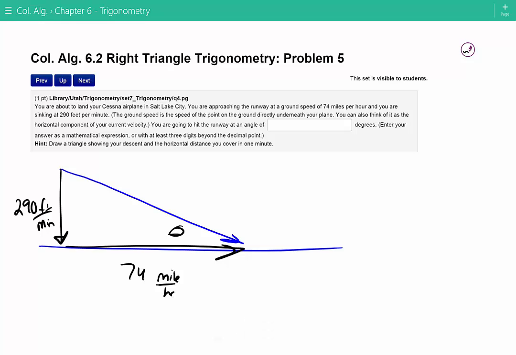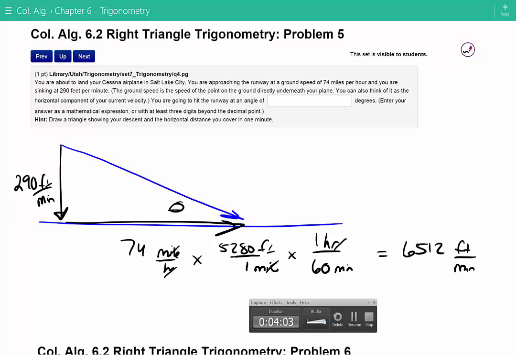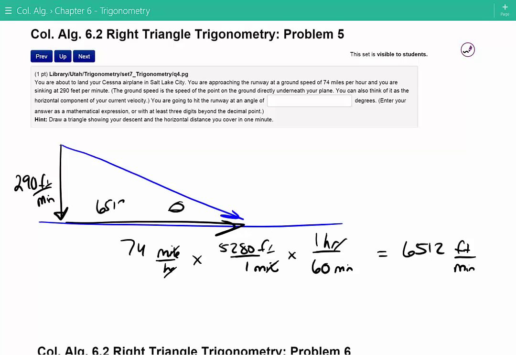Now, the units are going to be an issue. We need to make sure they're both in the same units. We have feet per minute and miles per hour. So I guess I'll just convert this one to feet per minute. I know that there's 5,280 feet in 1 mile. That way the miles cancel, and I'll be in feet. Now I need to get rid of the hours and get that into minutes. So 1 hour is equivalent to 60 minutes. That way the hours cancel. That gives me 6,512 feet per minute.